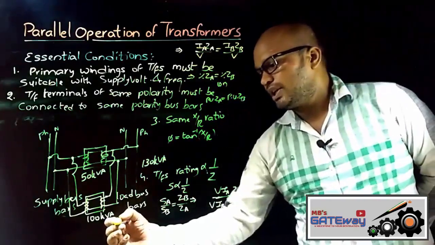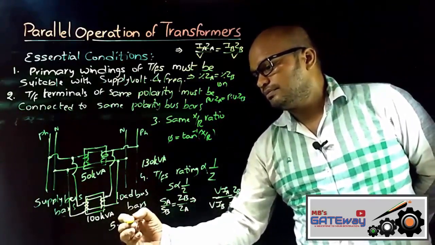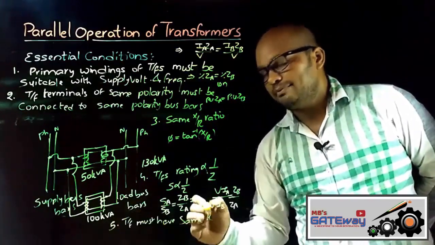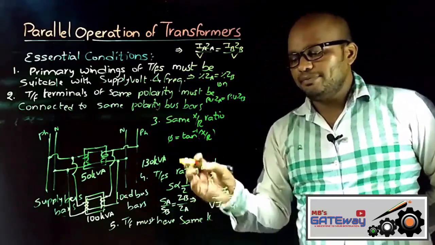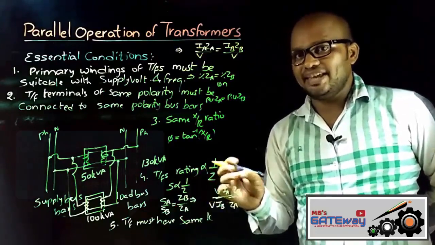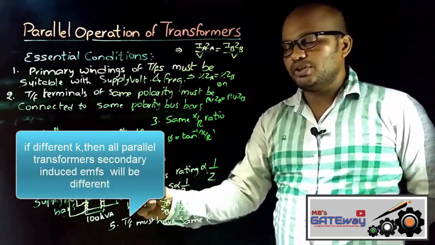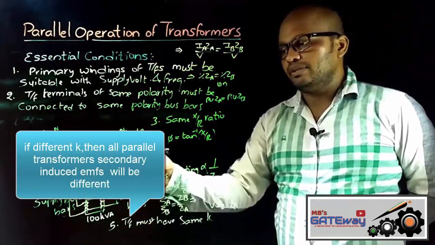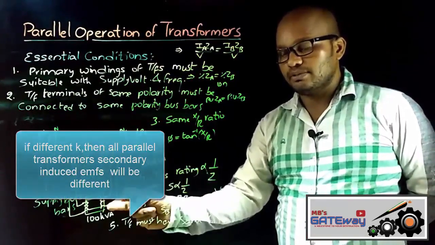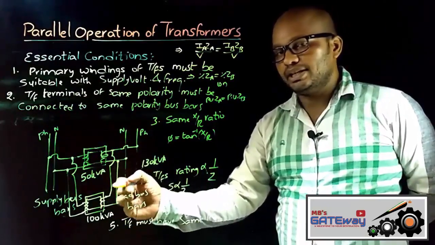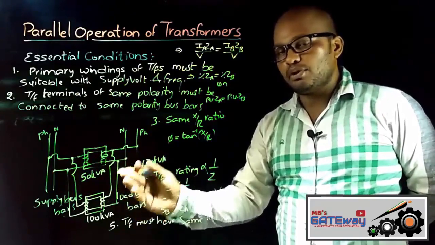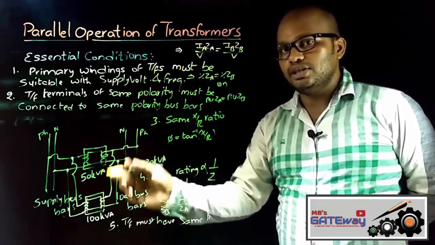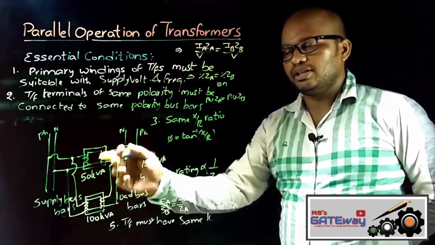And the fifth important condition is transformers must have same turns ratio, which is also called the same transformation ratio constant K, which indicates that the transformer induced EMFs must be same. If the transformer induced EMFs are not same, then in this circuit circulating current IC will flow, and because of which the transformers will share the load unequally.